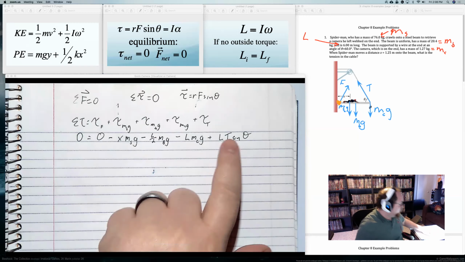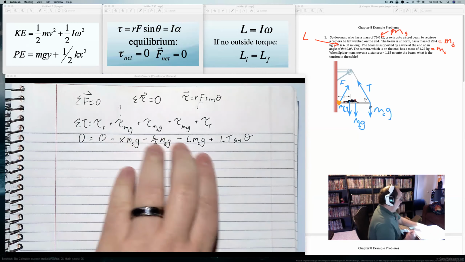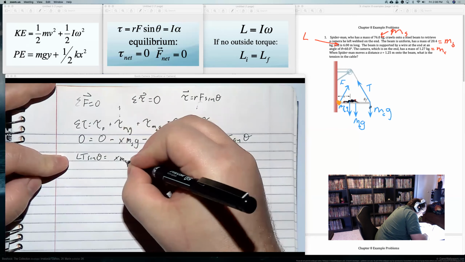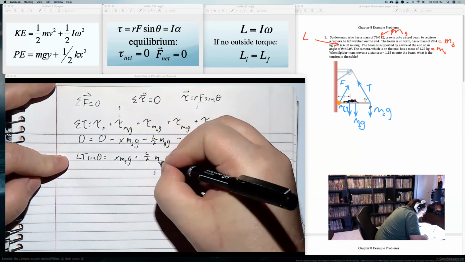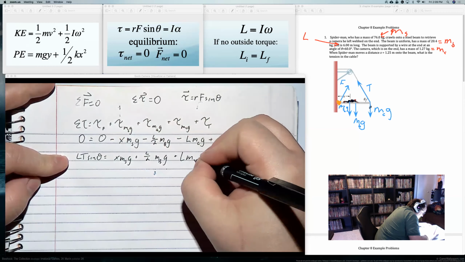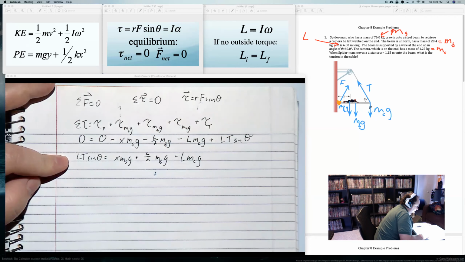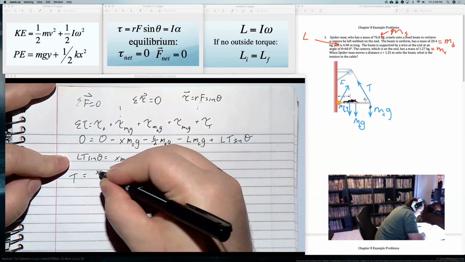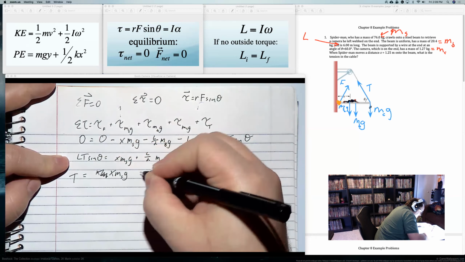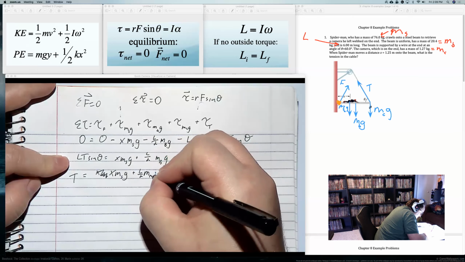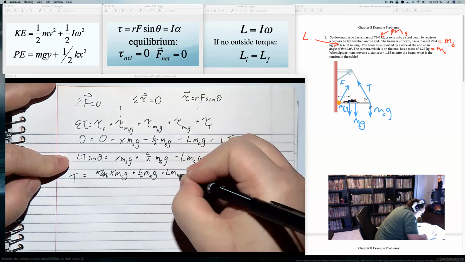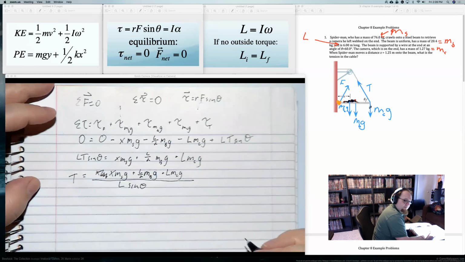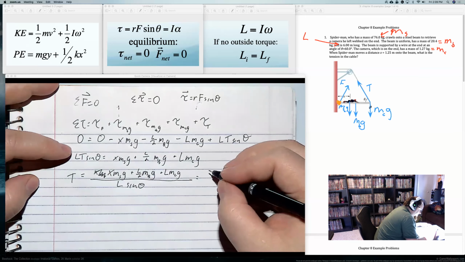So I want to find the tension. I'm going to take all these negative things and add them to both sides. L T sine theta equals x M S g plus L over 2 M B g plus L M C g. And then I'll divide both sides by L sine theta, which will allow me to plug in.